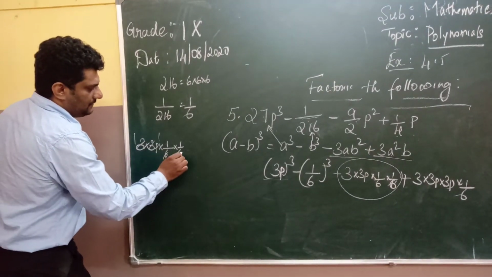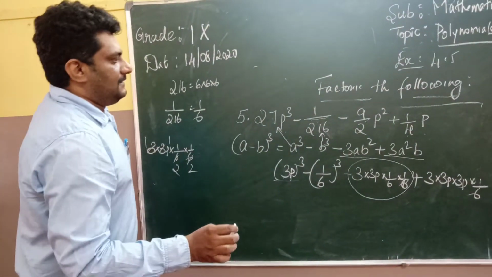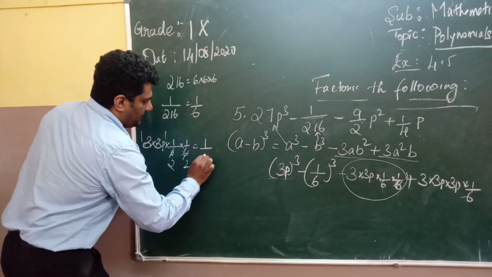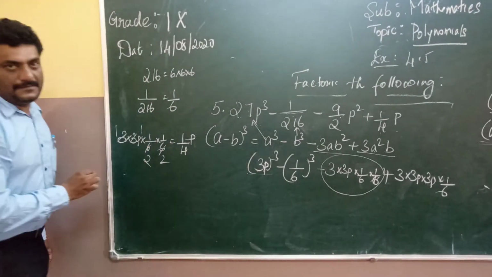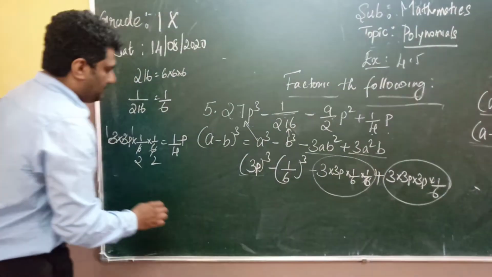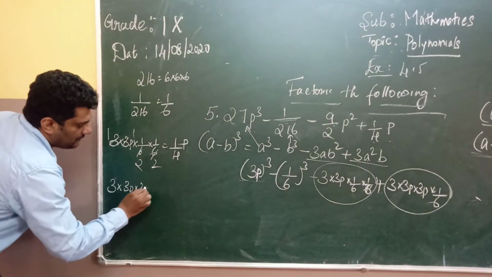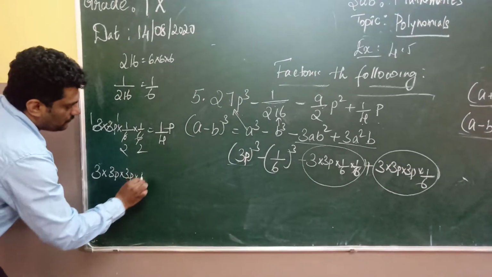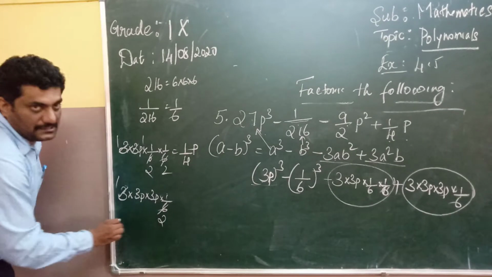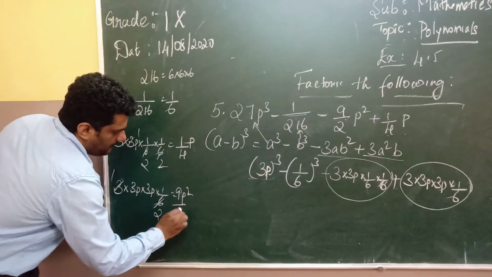3 ones are 3, twos are... which is nothing but 1 by 4p. And next you take this one, which is nothing but 3 into 3p into 3p into 1 by 6. 3 ones are 3, twos are... So how much do I get? 3 into 3, 9p squared by 2.